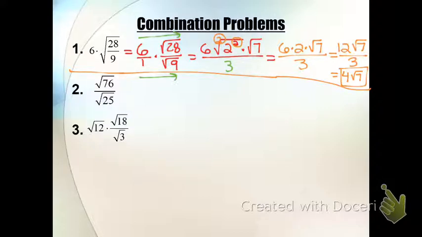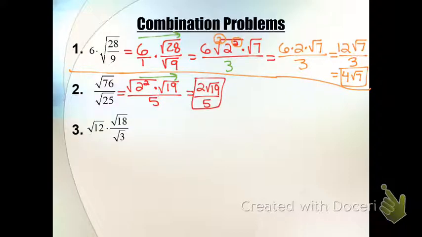First I do the square root of 76, which is 2 times 2 times 19. So 2 squared times 19 is 76. And the square root of 25 just works out nicely. It's just a 5. The square root of 2 squared, squaring and square rooting are inverses, so the square root of 2 squared is just 2. And 2 over 5 does not reduce, so this is as far as I can go with that second question.